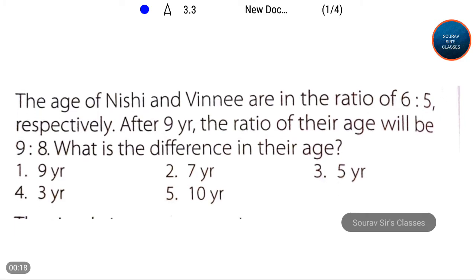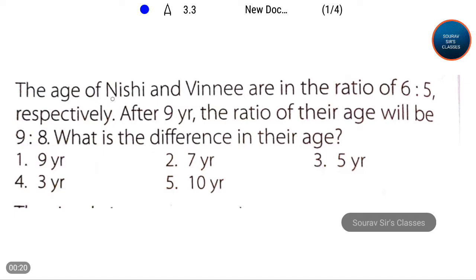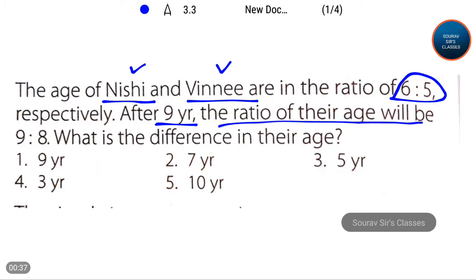So now let's start. Our first question is: the ages of Nishi and Vinny are in the ratio of 6 is to 5. So the ratio of the age of Nishi and Vinny is given, that is 6 is to 5 respectively. Now after 9 years the ratio of their age will be 9 is to 8. What is the difference in their age? So we have to find out the difference of the age of Nishi and Vinny.